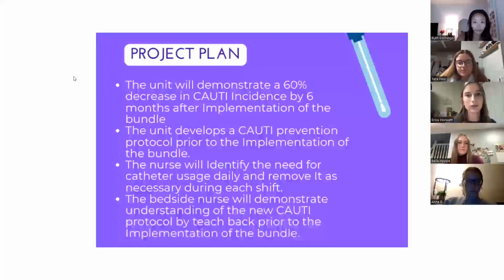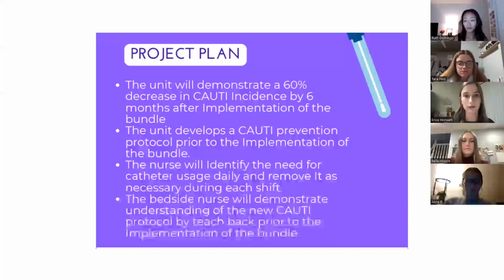Okay, and then I will be talking a little bit about our project plan. So that's going to include the goals of our project and then the action steps that we will take to follow through with the implementation of the CAUTI bundle.